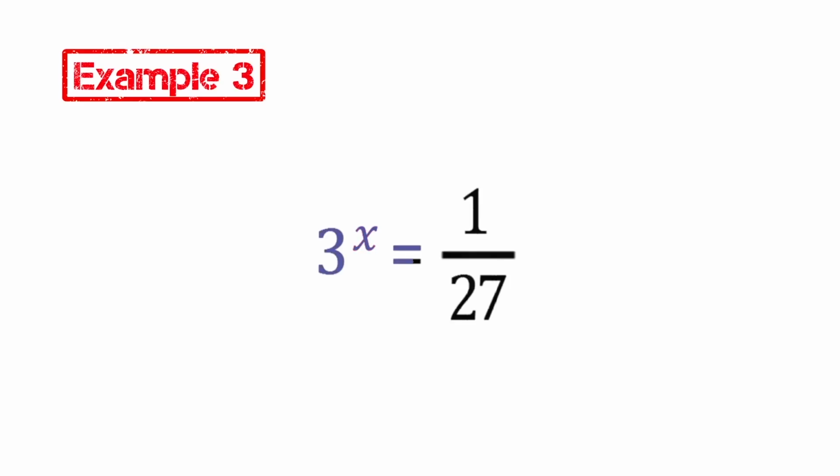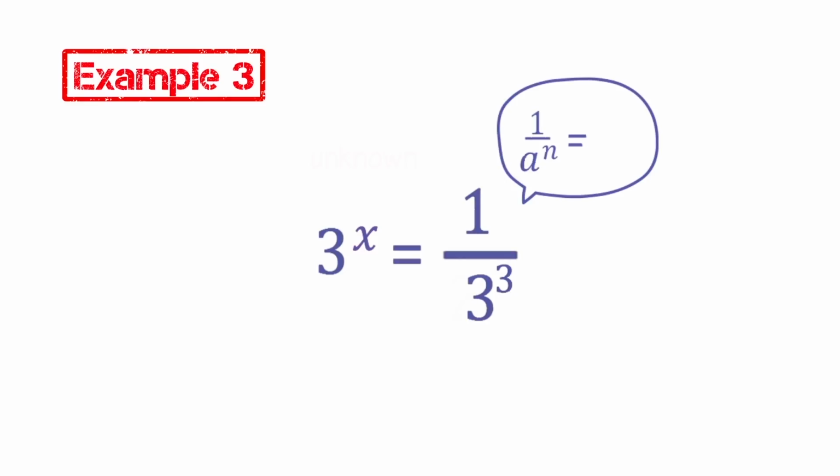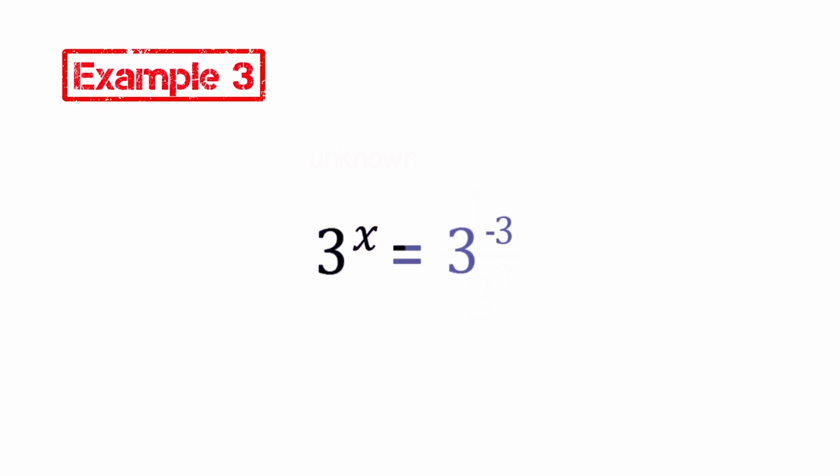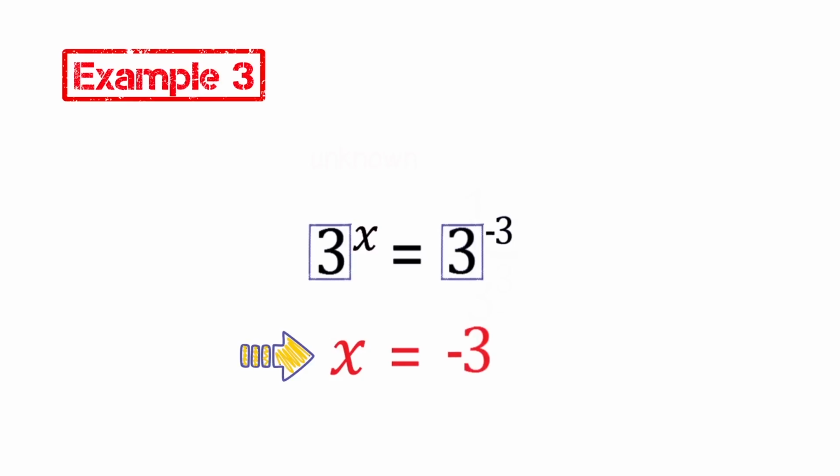We have 3 to the power of x equals 1 over 27. Since the index is the unknown and its base is 3, we know that we need to express 1 over 27 with the base 3. Thus, we have 3 to the power of x equals 1 over 3 cubed. Using the law of indices, we can write 1 over 3 cubed as 3 to the power of negative 3. Therefore, 3 to the power of x is equal to 3 to the power of negative 3. Now that the bases are the same, 3, we can compare their indices. Hence, we have x equal to negative 3.